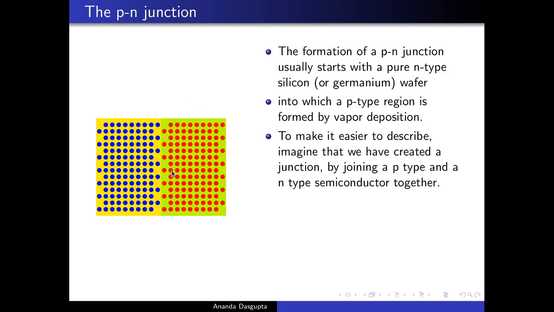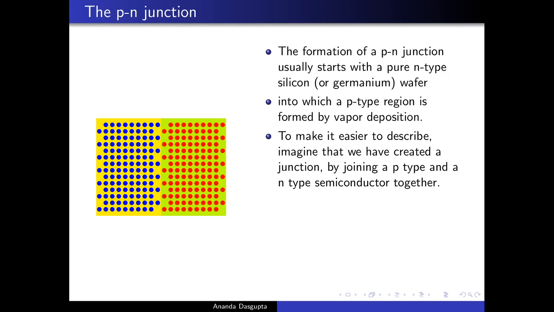Okay, this is the picture before you put the p and n type together, and now you just bring them together. What will happen? Well, you have an excess of electrons on the left of this picture, excess of holes on the right, and both electrons and holes are free to move.